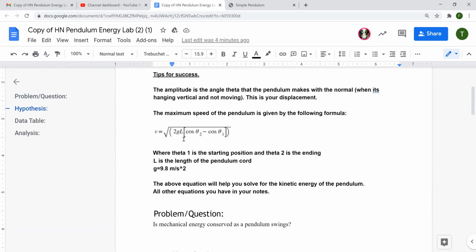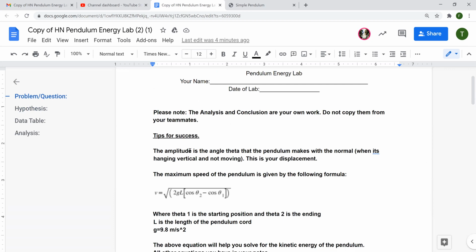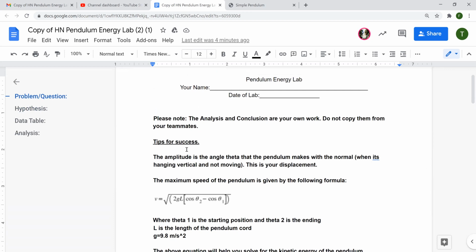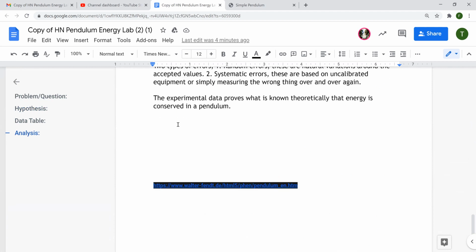All right. Do you want to put something for the problem and the question right here? Is mechanical energy conserved as a pendulum swings, or do you think it's not? I think this is the question being posed to you as the topic of the lab. Okay, so I don't think there needs to be an answer to that. I think that's everything I wanted to get through with the lab.